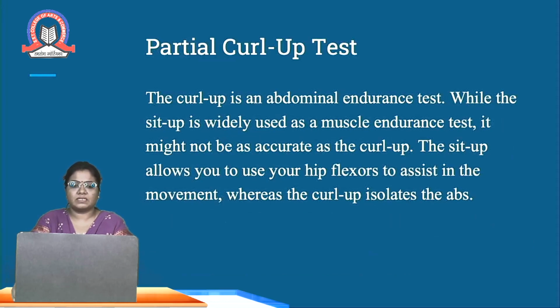Partial curl-up test. The curl-up is an abdominal endurance test, while the sit-up is widely used as a muscle endurance test. It might not be as accurate as the curl-up. The sit-up allows you to use your hip flexors to assist in the movement, whereas the curl-up isolates the abs. Means our endurance will be checked according to the abdominals in the partial curl-up test.